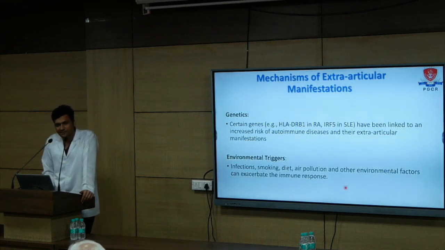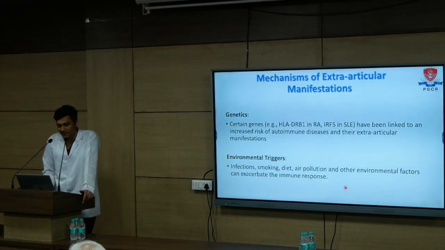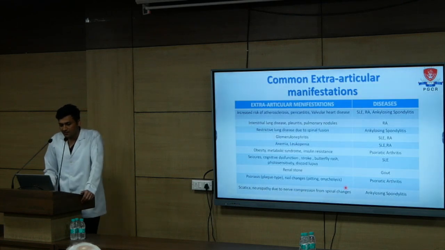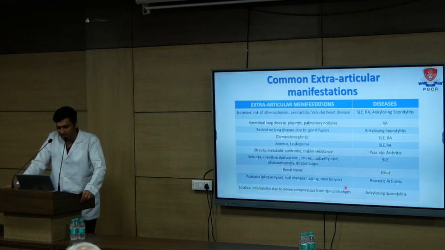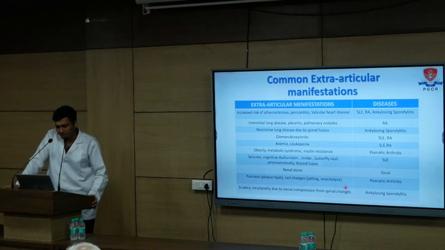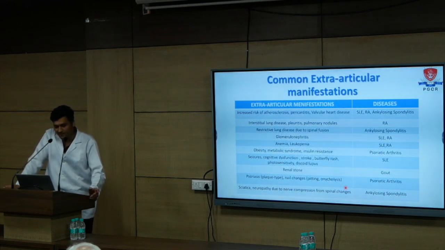In genetics, there are certain gene mutations which may cause extra-articular manifestations, such as HLA-DRB1 in rheumatoid arthritis, interferon regulatory factor 5 in SLE, and HLA-B27 associated with ankylosing spondylitis and IBD. Environmental triggers include infection, smoking, diet and air pollution, such as silica dust, which may cause interstitial lung disease in RA. These are some common extra-articular manifestations, such as valvular heart disease, glomerulonephritis and anemia, as seen in SLE.